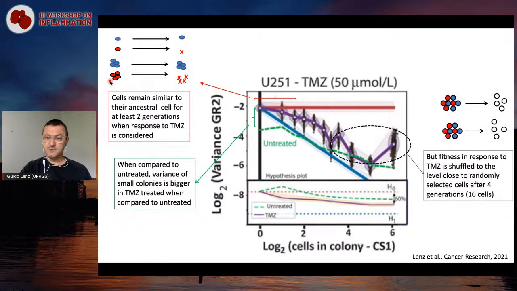But then if we move to 2 to the 4th to 2 to the 6th cells, colonies of 16 to 64 cells, we can see that there is a drastic reduction in variability, meaning that the colonies almost behave as if they were randomly assembled from the whole population, meaning that the capability to survive or not survive this dose of temozolomide was basically not inherited up to this point.